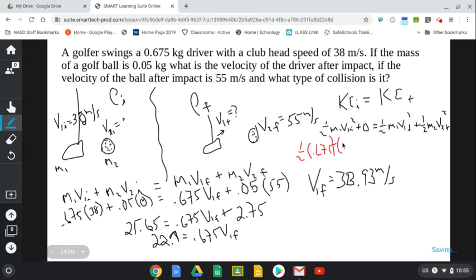times 38 squared. So the initial kinetic energy, let's just do that, 0.5 times 0.675 times 38 squared gives me initial kinetic energy of 487.35 joules.